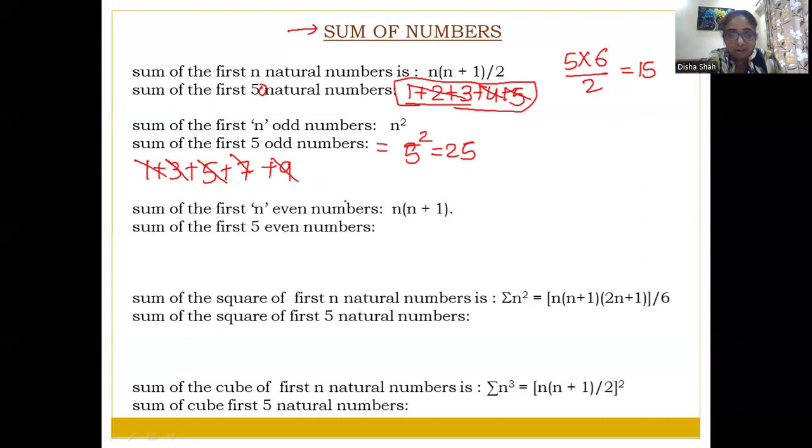सिमिलरली अगर आपको ऑड नंबर की जगह पे if they ask you even numbers, then the formula is n into n plus 1. So if you want to find the sum of the first 5 even numbers, the formula is 5 into 6.